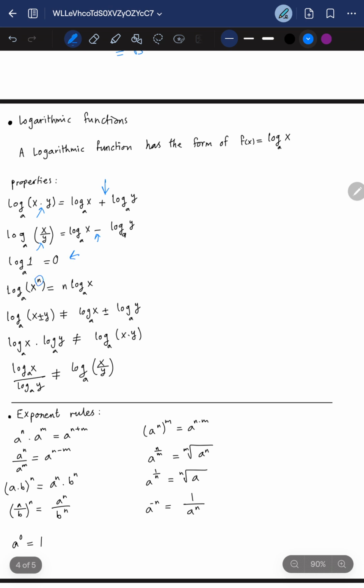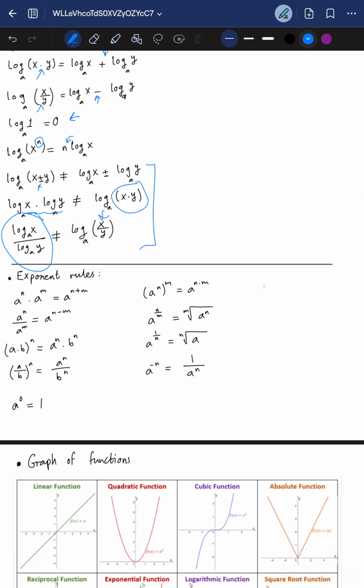If I have an exponent inside of my log, I can take it out of my log as a number multiplied by my log. And just be careful, that does not work when you have a plus or a minus. 2 logs multiplied is not log of multiplication. 2 logs divided is not log of the division of them.